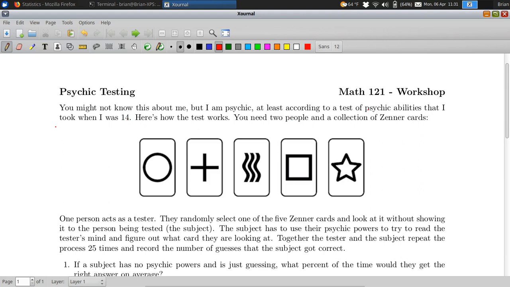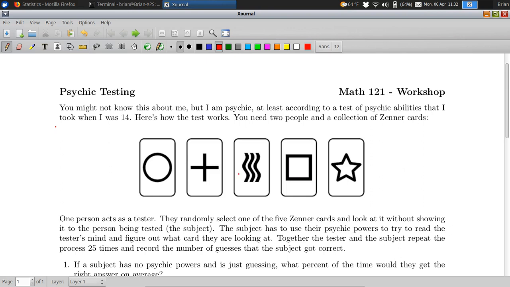Researchers in psychology developed these 5 cards here called Zener cards that you can use to test to see if somebody has psychic powers. So the way the test works is you have a tester who's going to look at a randomly selected card and visualize what they're seeing in their head, and then you have a subject who's going to try to prove that they're psychic by using their psychic powers to read the mind of the tester and see what card the tester is looking at. Then they say what they think the card is, and you record whether they got it right or wrong, and then you repeat lots of times.